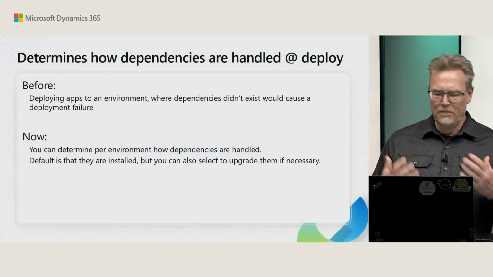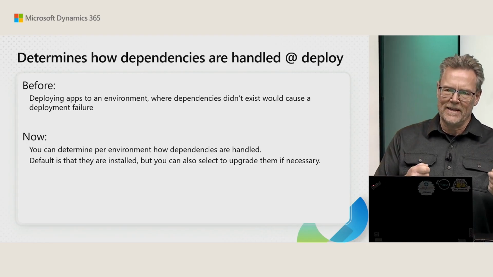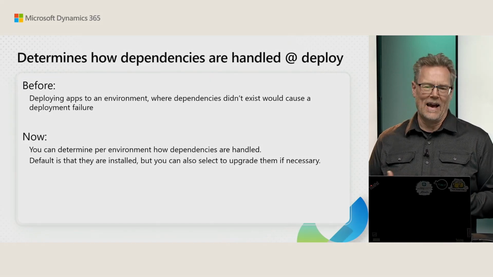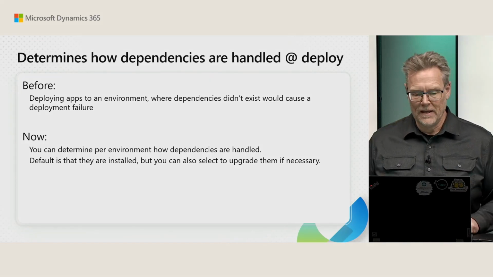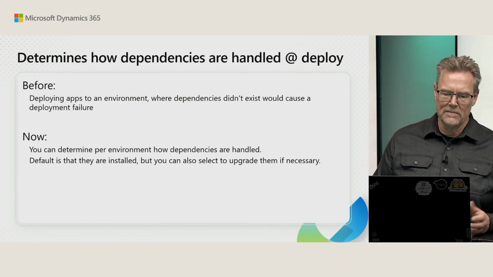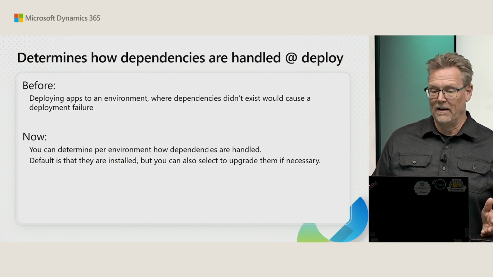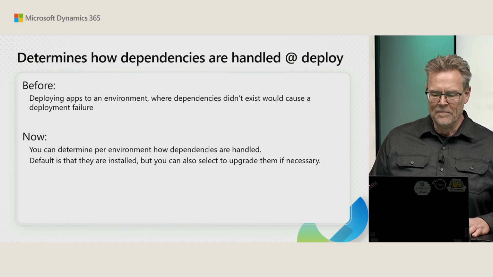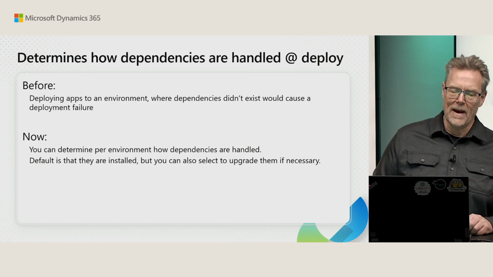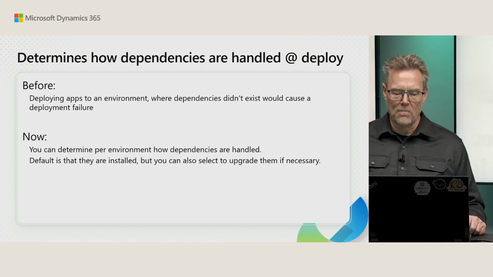But now the feature is there, and it's a setting that you set on an environment that determines how dependencies are handled at deploy time. Originally, if you were trying to deploy an app and the dependencies were not included, then the app would fail installation. What we do now is we try to install the dependency from app source if you've decided that you want dependencies either upgraded or installed.